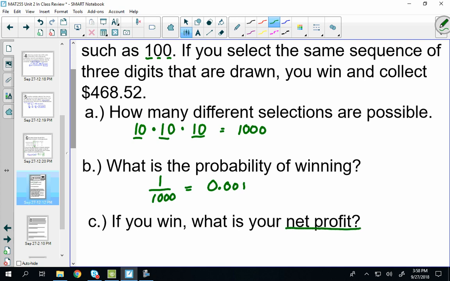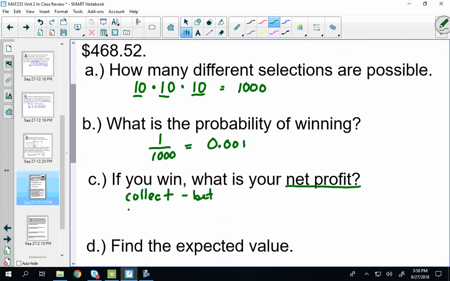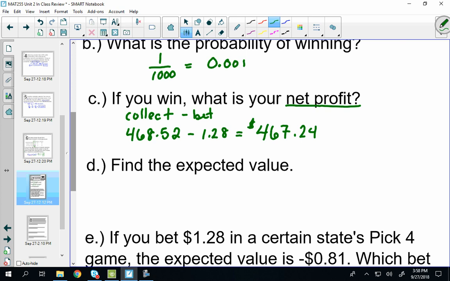If we think about our net profit, it's what we collect minus what we bet. So that would be our 468.52 minus what we bet, our $1.28, which gives us a net profit of 467.24. To find our expected value, remember that's the same thing as the mean, we add up or sum all of our x's times our p of x's. Right, that's what our expected value equals.